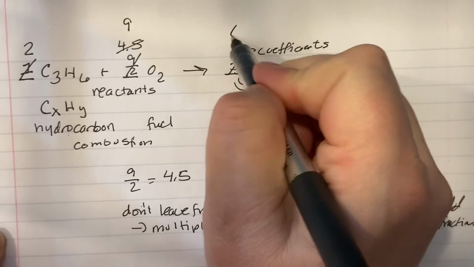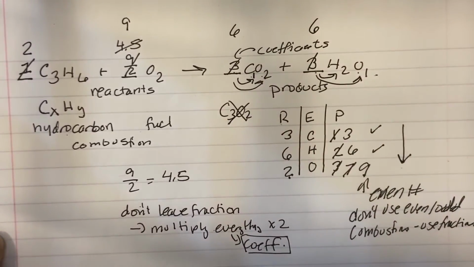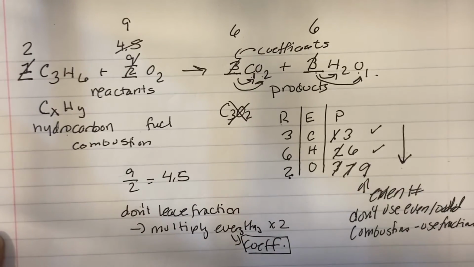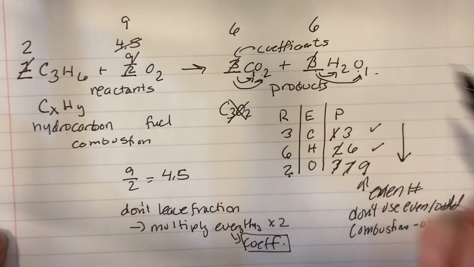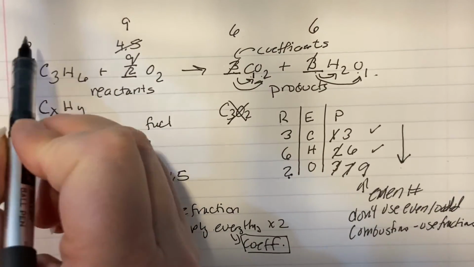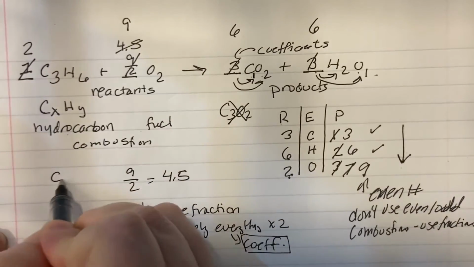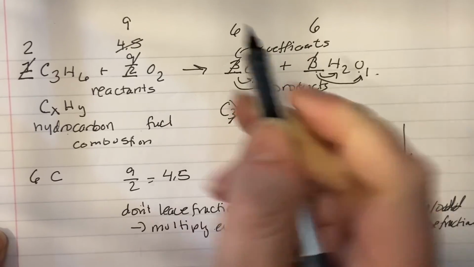3 times 2 is 6. 3 times 2 is 6. Now, since you did all this extra work here, you can leave it like this. You don't have to rewrite it, okay? You do want to go back and double check and make sure there were no errors. Okay? So carbon, 2 times 3 is 6 on the left side. On this side, 6 times 1 is 6.